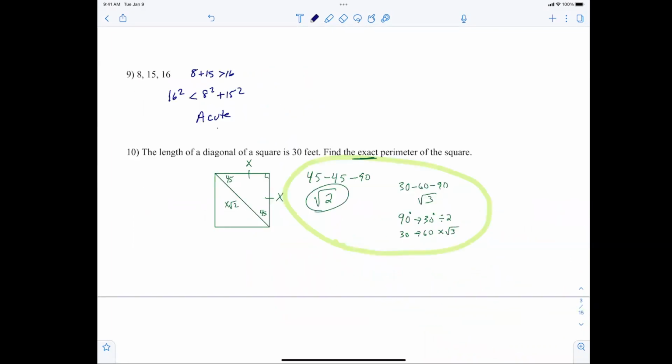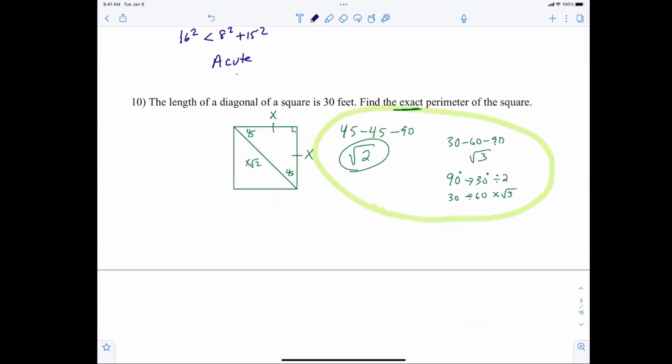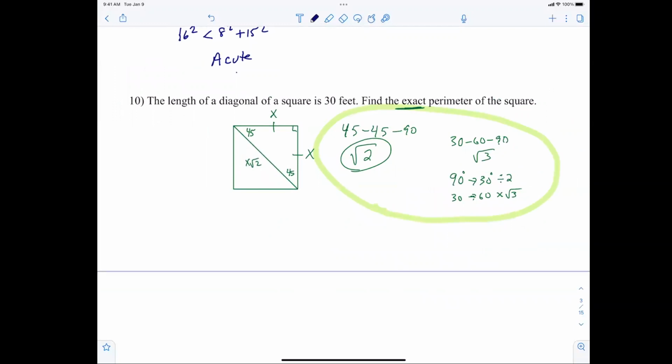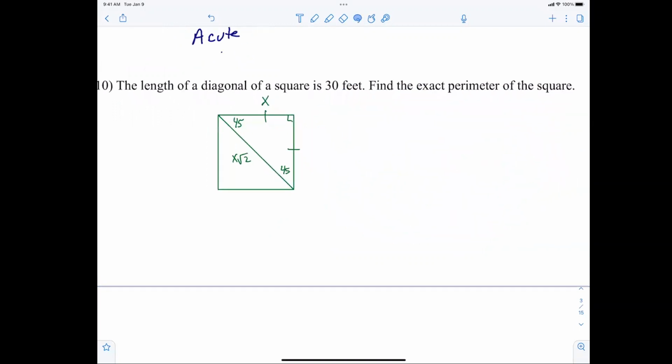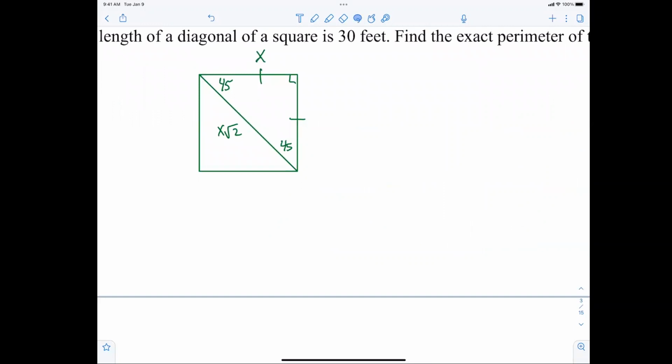Okay, now over here. All right, the length of the diagonal of a square is 30. Find the exact perimeter. I don't want a distraction. All right, so yesterday we reviewed, and this is what I was talking about when it says the exact. If the length of the diagonal is 30, then what's the side of the square? Thank you. 15 radical 2.